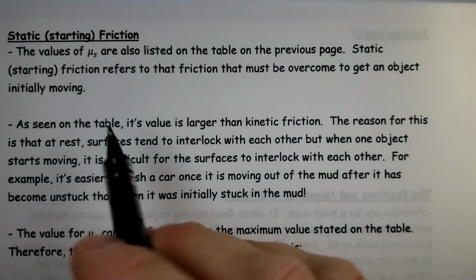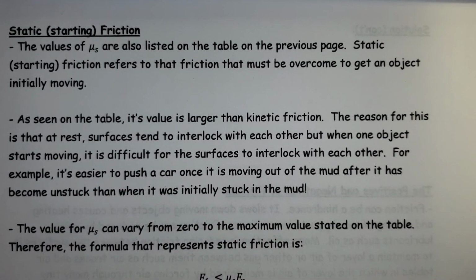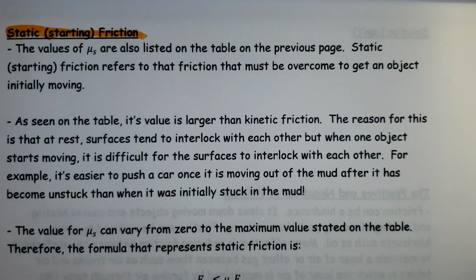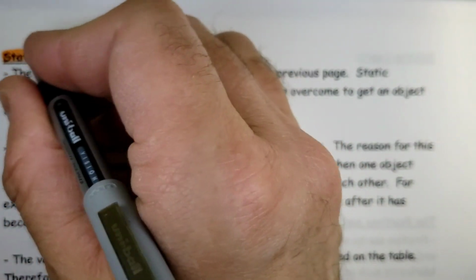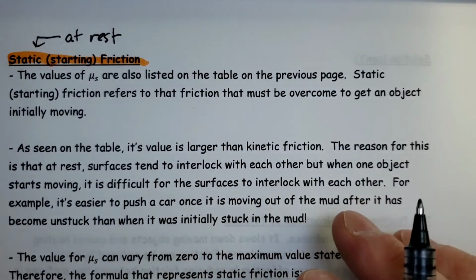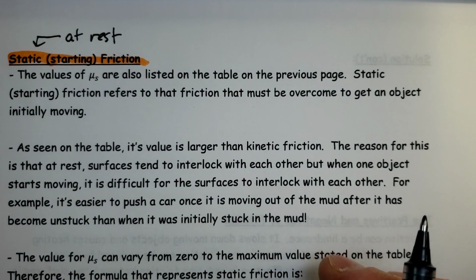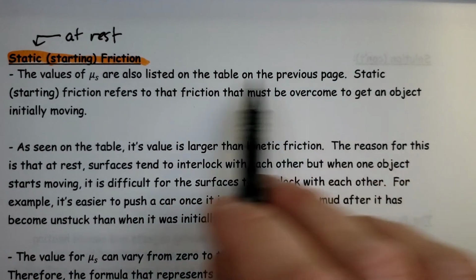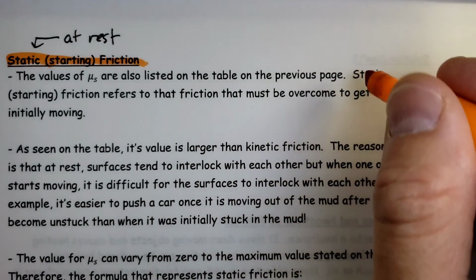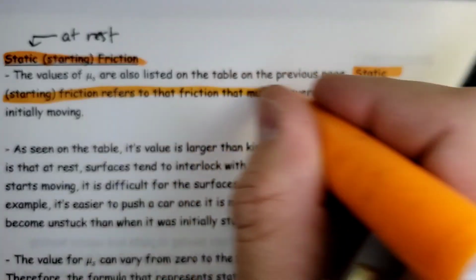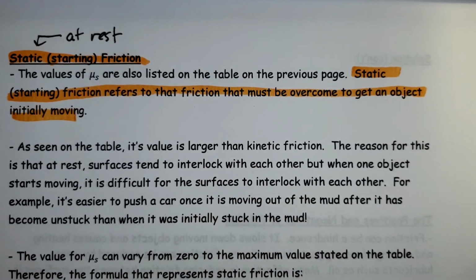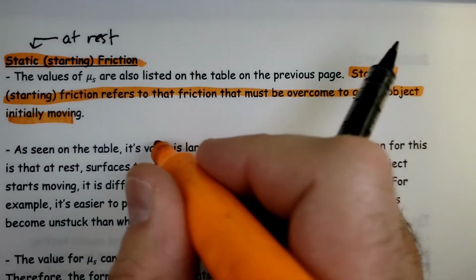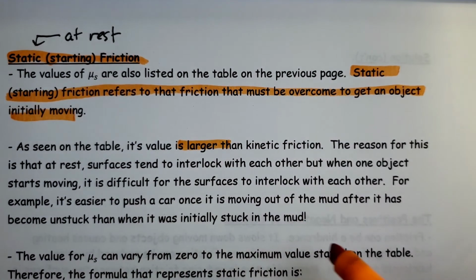So if you look at the next page, we'll look at static friction now. Sometimes it's referred to as starting friction because the word static implies at rest. So it's the friction to overcome to get something moving. The values of mu s are also listed on this page. Static friction refers to that friction that must be overcome to get an object moving. As seen in the table, it's larger than kinetic friction.